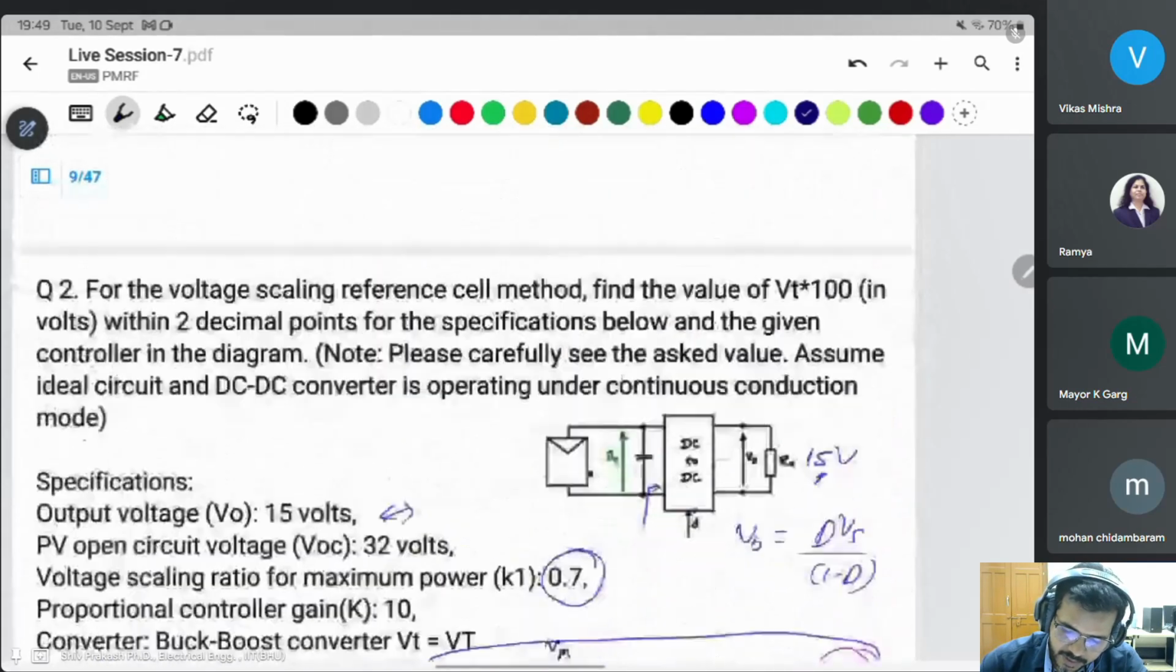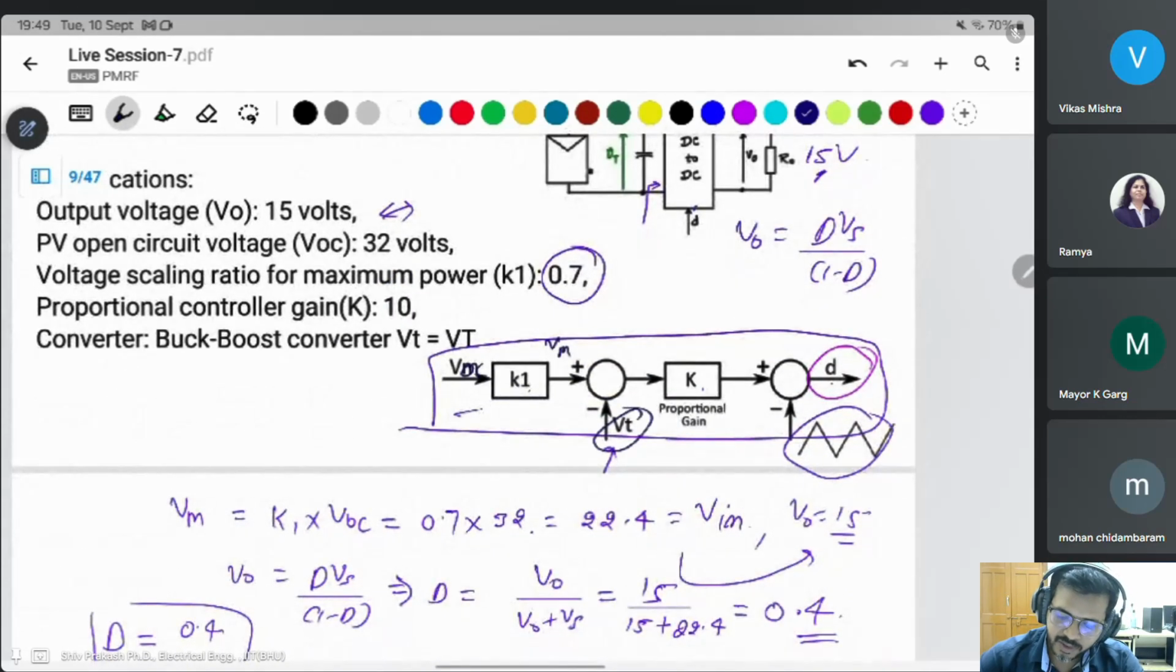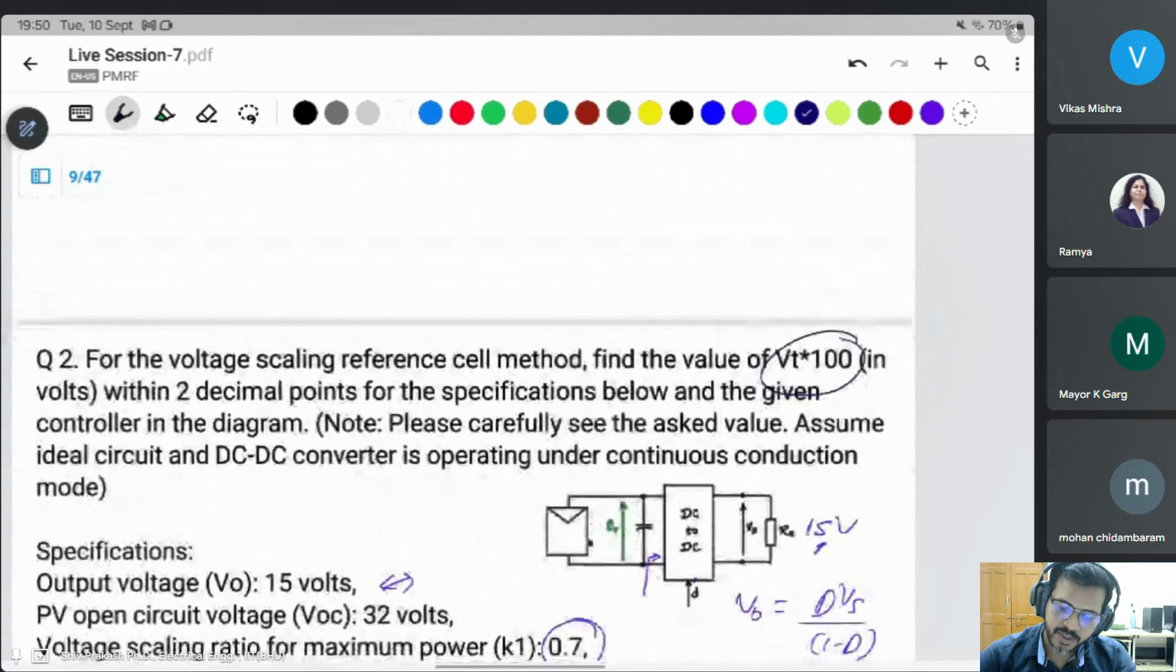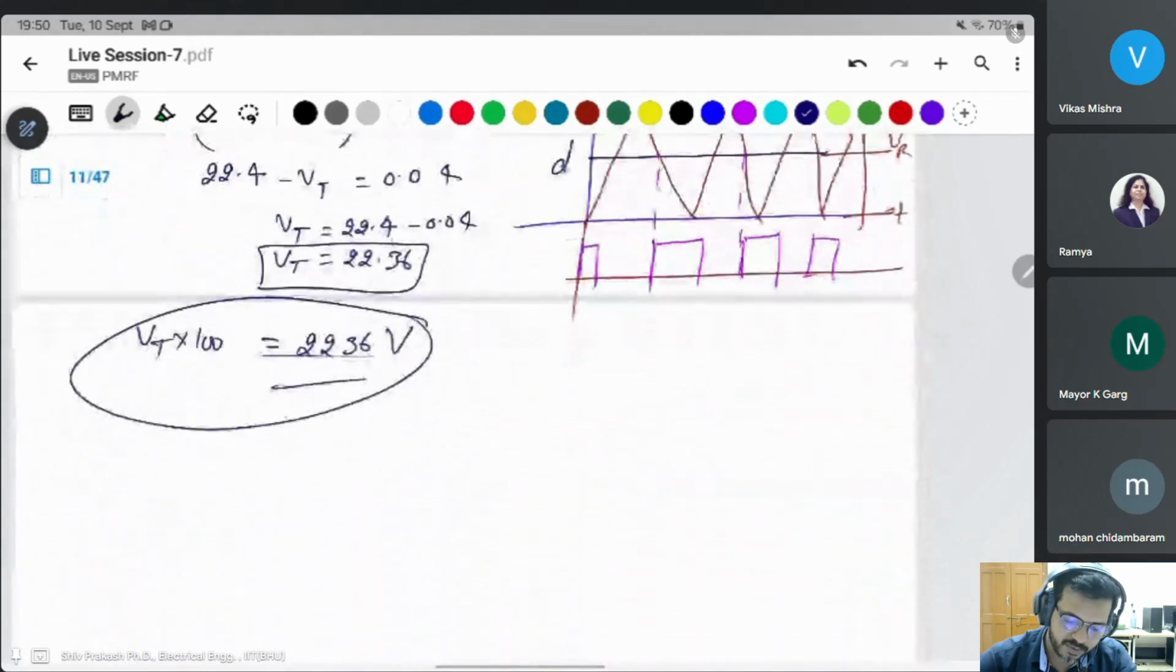For this question, look, given Vt into 100, what is the value of Vt into 100? Which Vt? This Vt. You want to find this one, the terminal voltage. You can find this voltage. Now to find it, you can track this controller design and simply use the multiplication. It's given in the question, Vt into 100. The question asks about Vt into 100, not in practical cases. This is the question's value, not the practical value. That's why the multiplication by 100.